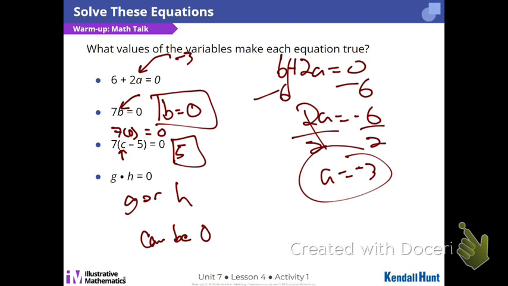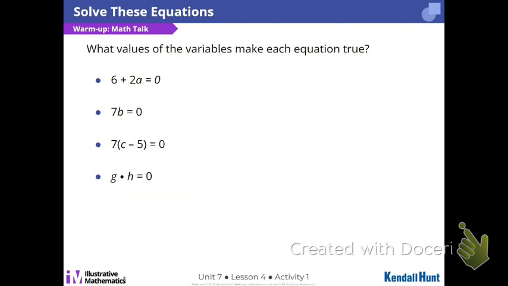It doesn't matter which one, because you know my very fancy technical words: 0 times some junk equals 0. And 0 times some junk equals 0. No, 0 plus junk would equal junk. 0 times junk is always 0.